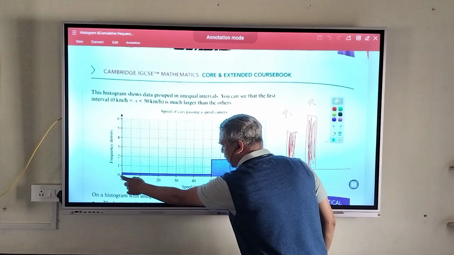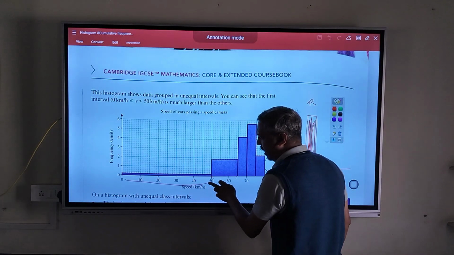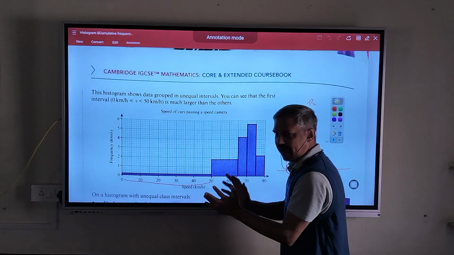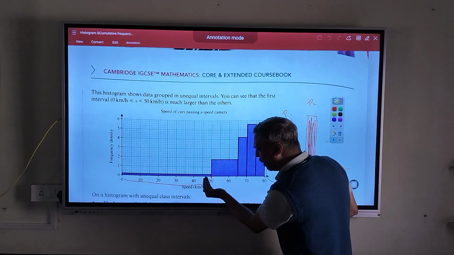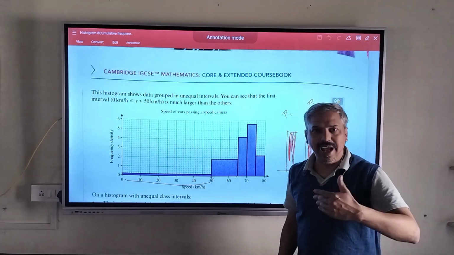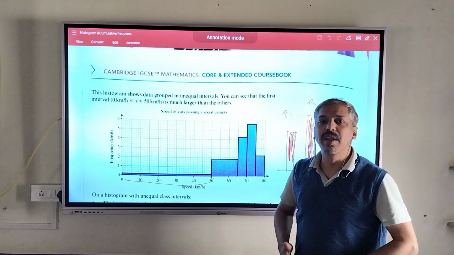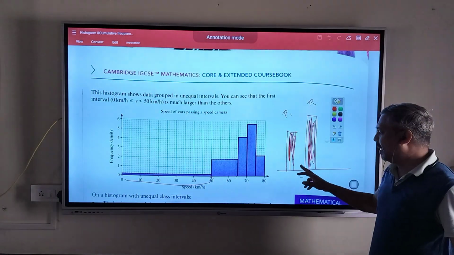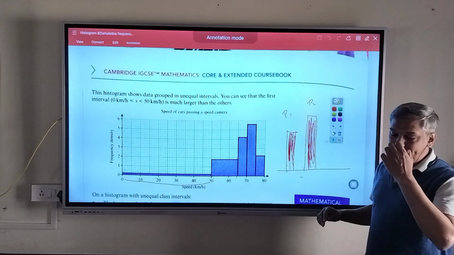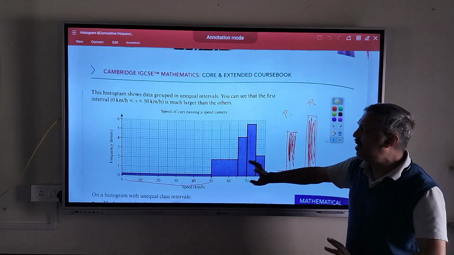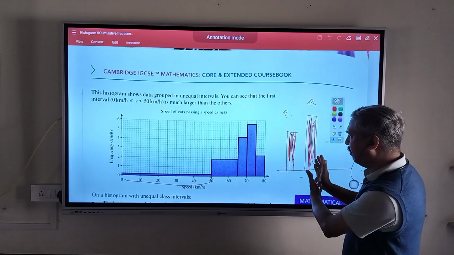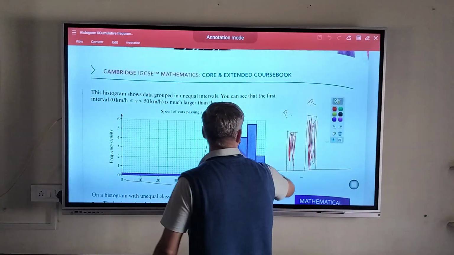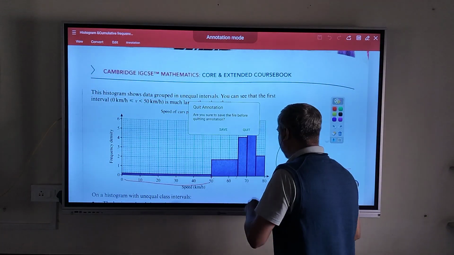Now what is happening is the first entire class is ending at 50 and the second one is starting at 50. So there has to be continuity. We cannot avoid that. We cannot keep random gaps in between. So this is the only difference between the bar graph and the histogram. Let's carry on.